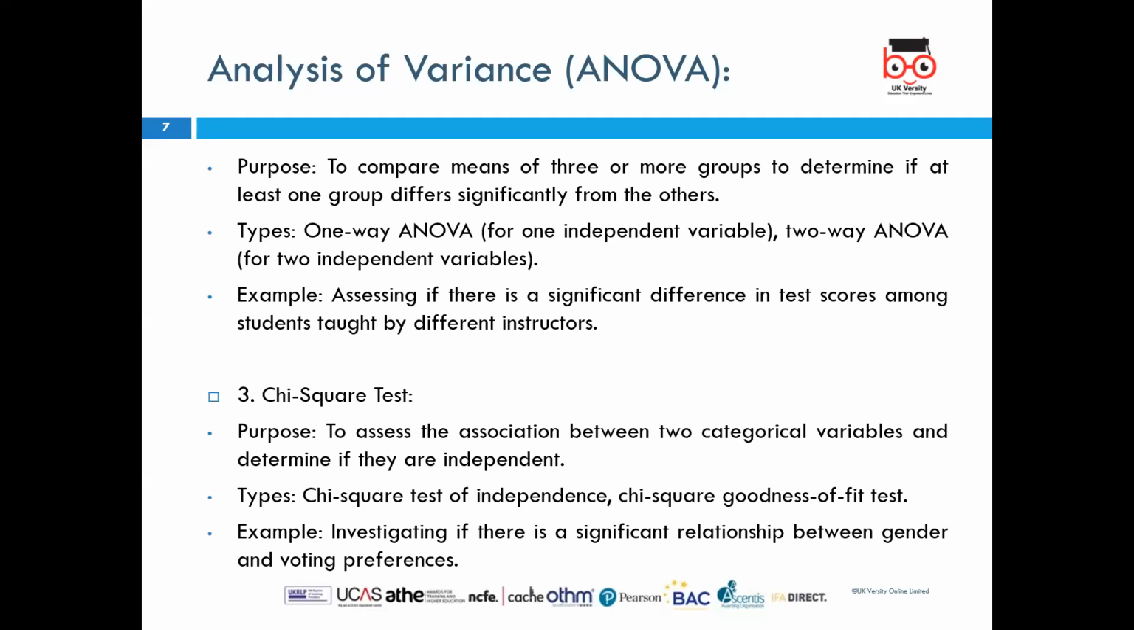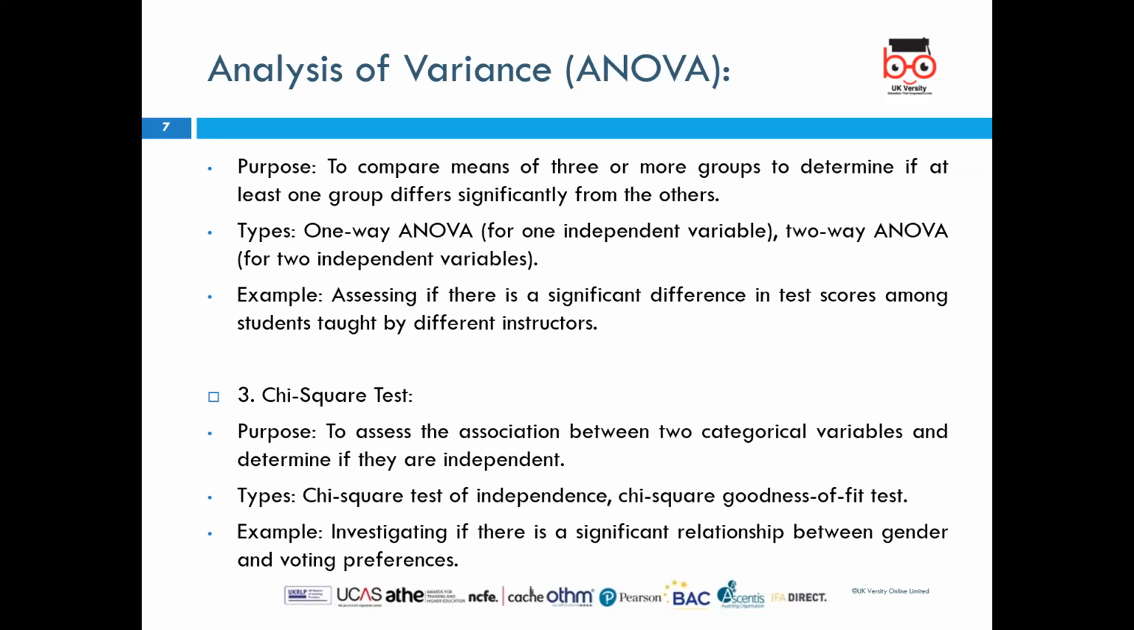Then you have analysis of variance. So the analysis of variance is to compare means of three or more groups to determine if at least one is significantly different from the others. So ANOVA can be for one independent variable or for two independent variables. For example, you can use an ANOVA test to assess if there is a significant difference in test scores among students taught by different instructors. So that can be an analysis of variance.